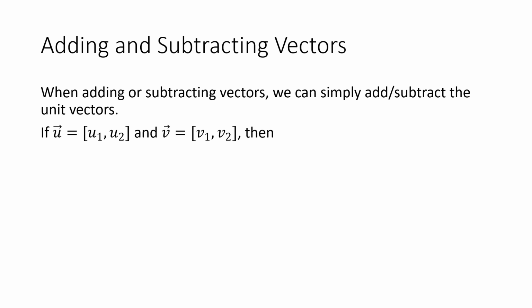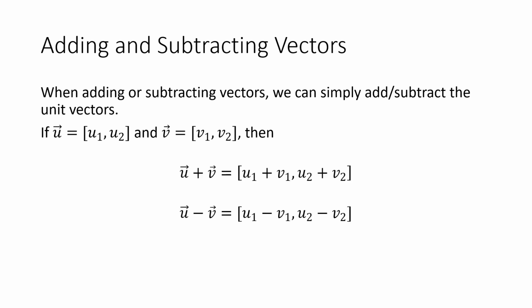Next up, adding and subtracting vectors. It's much easier to add and subtract vectors that are represented as Cartesian vectors. All we have to do is add and subtract the unit vectors. So we add and subtract the change in x, and we add and subtract the change in y, depending on whether we're adding or subtracting. All right. So for vector u and vector v here, we just add.